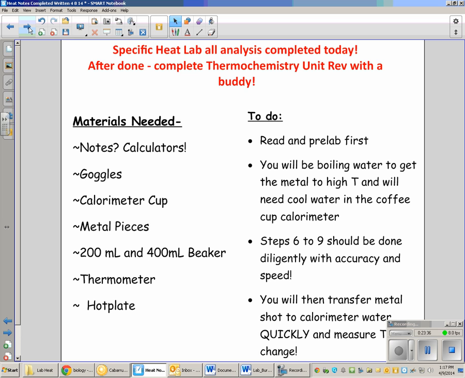K10, K10, K10, minor group. That's enough, right? Specific heat of a metal, and I might have them with me.